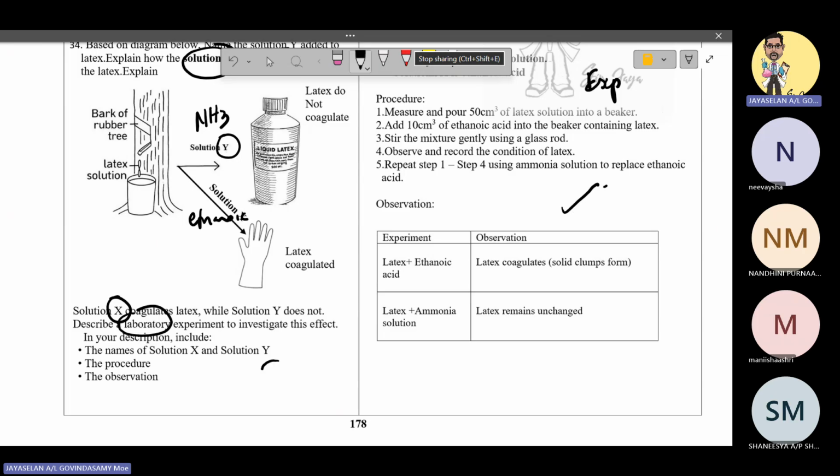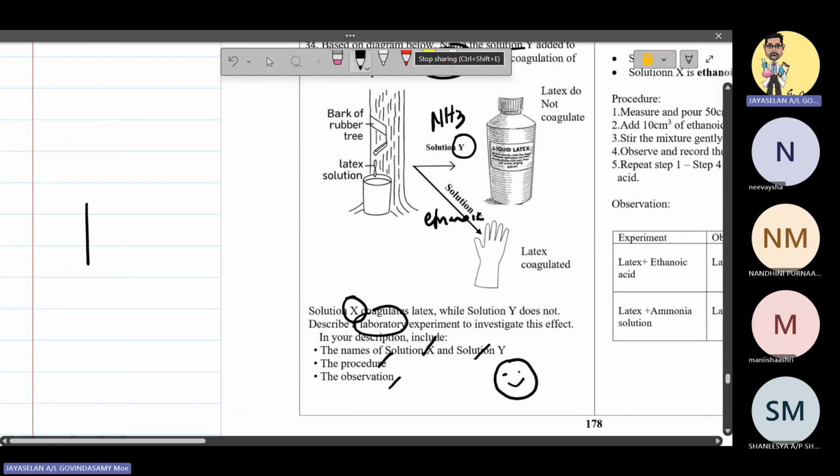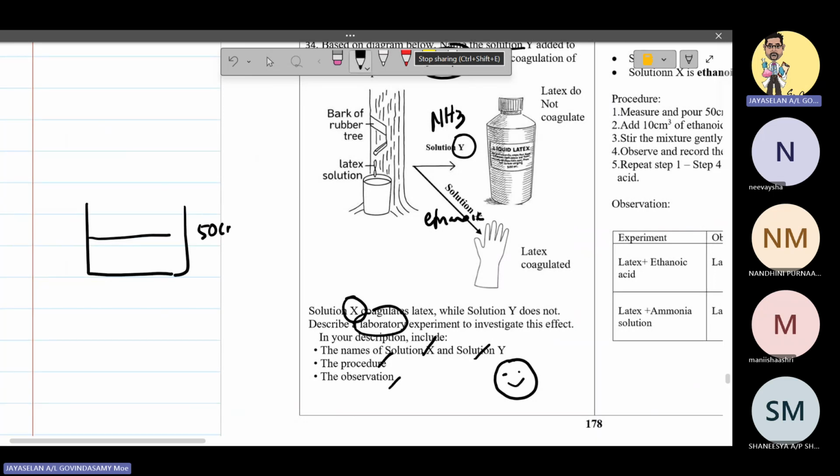This experiment you can smile and do. Very easy. It has not come out yet. You go and check the past year questions, it has never come out. They want you to name solution X, solution Y, the procedure and observation. Very simple only. You take a beaker, you add 50 cm³ of latex. You can add 50, 100 like that, up to you.